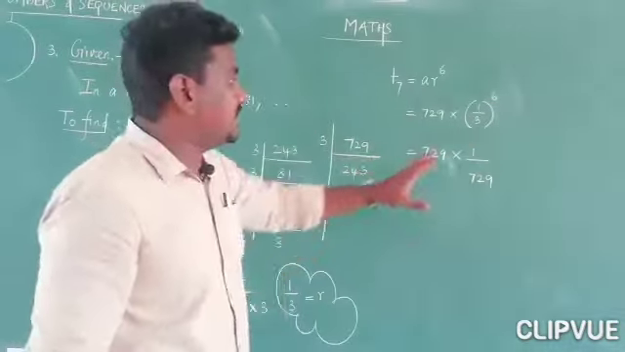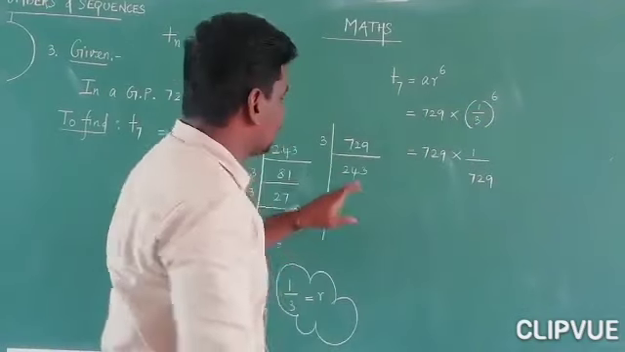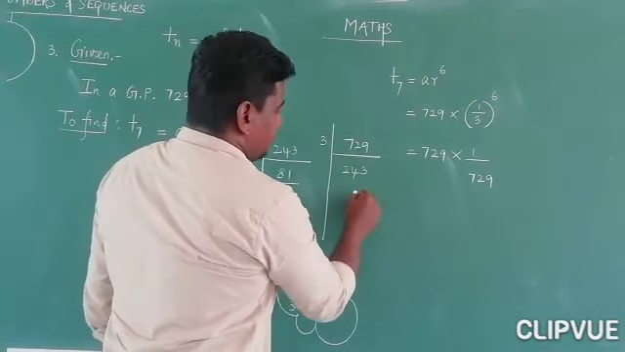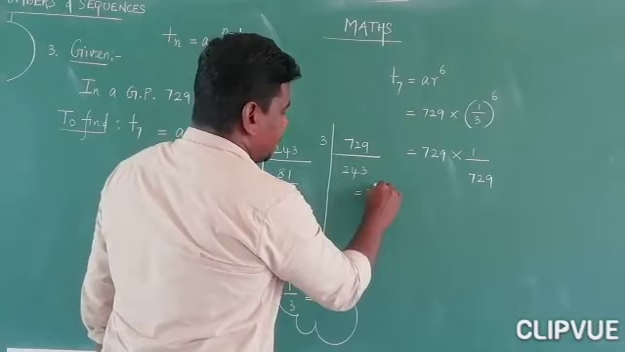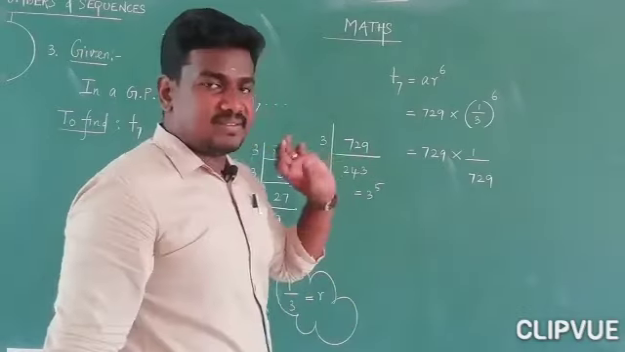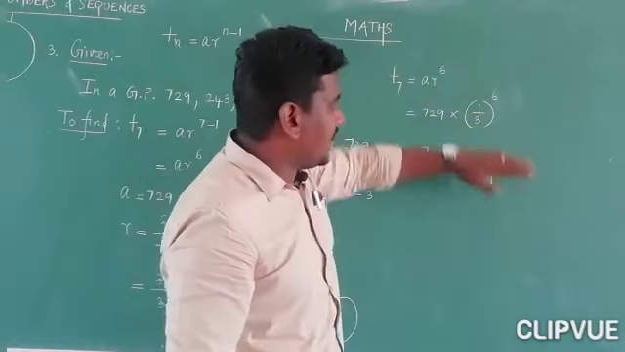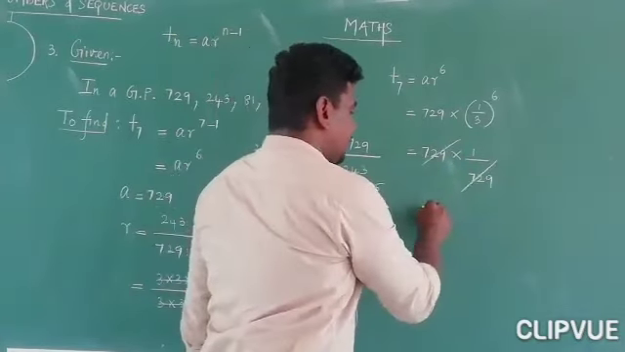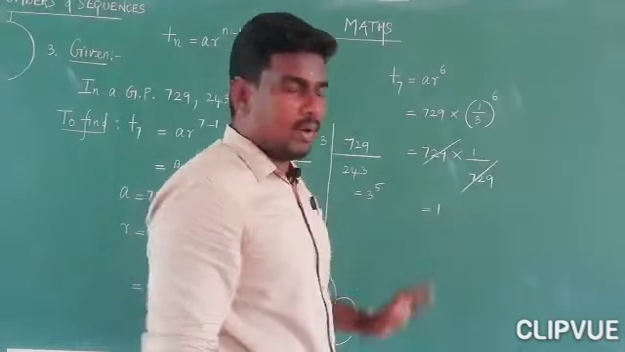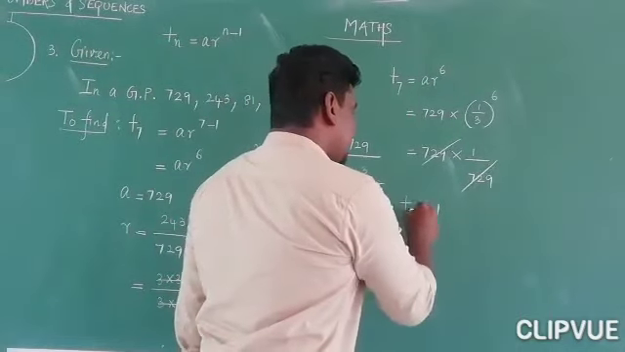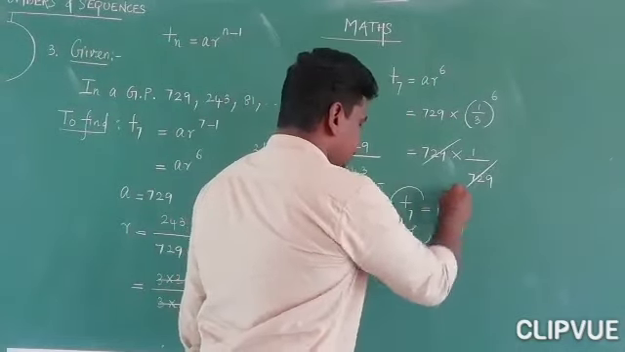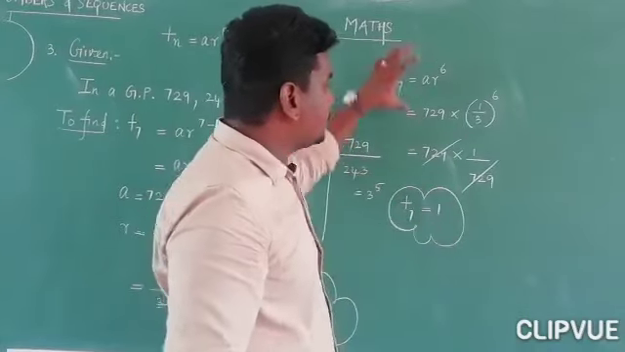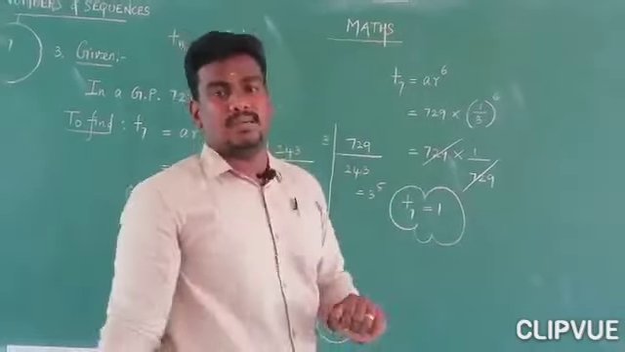But this 3 power 6 can be written as 729. Already we expanded that. You know that 243 means 3 power 5, and one more time gives 3 power 6. So instead of 3 power 6 I replaced 729. This 729 and this 729 will be cancelled. So what do we get? 1. What is it? It is term 7. So term 7 of this geometric progression is 1.